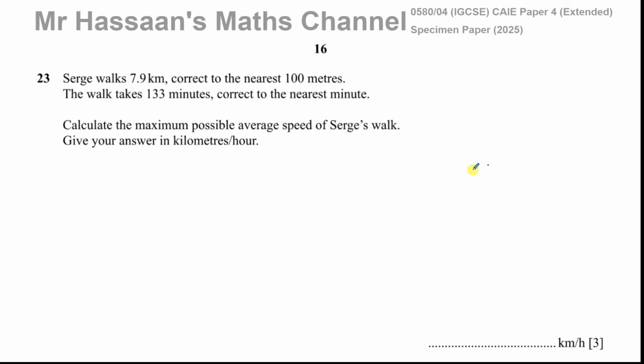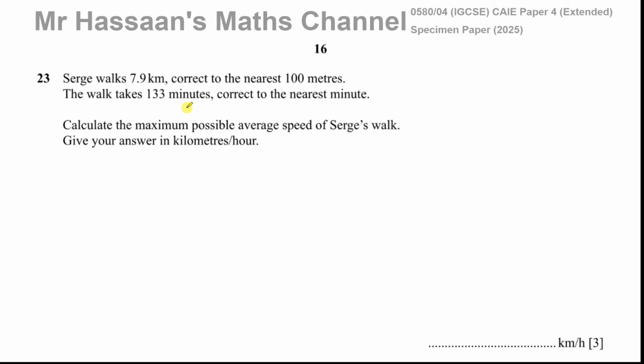I'm now answering question number 23 from the specimen paper for the 2025 0580 Cambridge syllabus. This is a paper 4, extended paper, and this question is about upper bounds, lower bounds, and limits of accuracy. We're told about Sergey, I guess, walking 7.9 kilometers, correct to the nearest 100 meters.